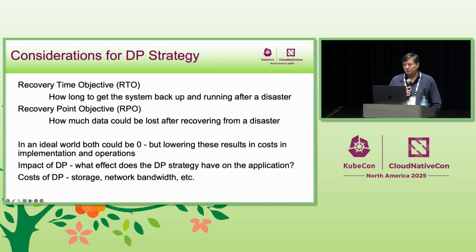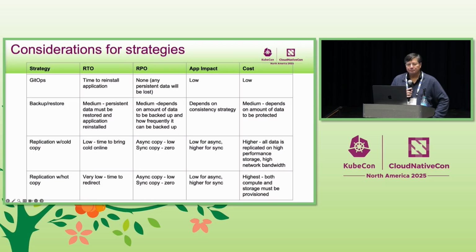So when you start planning out your data protection strategy, you have to see the impact of data protection, what kind of performance hits your application may take, how much engineering you might have to do in order to get to your required RTO and RPO objectives, and then you have to look at your costs, things like storage, network, compute, etc. So some of these strategies we lay out here and what the impact's going to be.